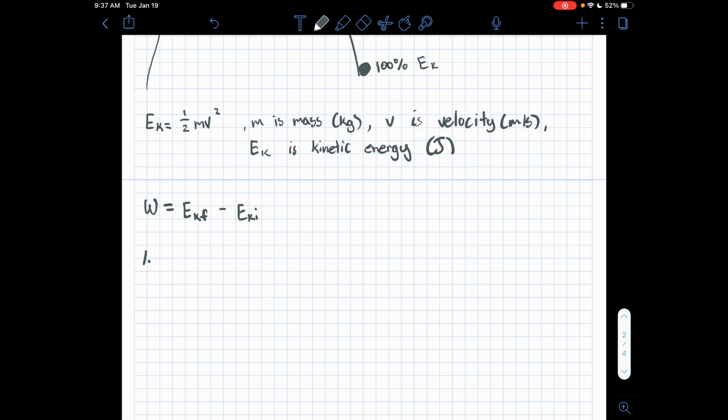Since the ball is initially at rest, we know that the initial kinetic energy would be equal to 0 because it doesn't matter what the mass is. If the velocity is 0, that'll just be 0 squared multiplied by the mass, and anything multiplied by 0 will be equal to 0, so that'll be 0.0 joules. It's best to write it like that.